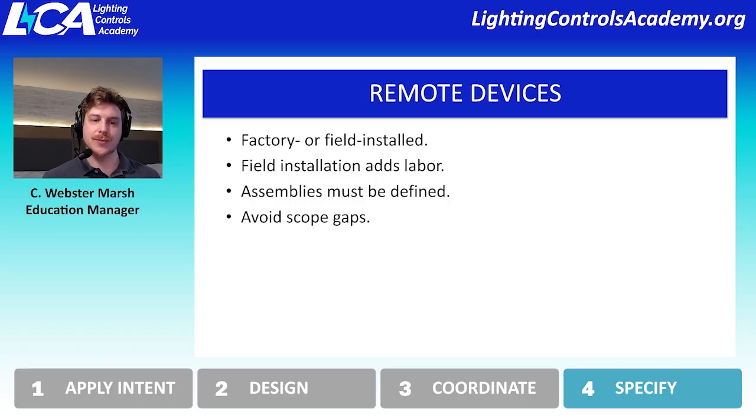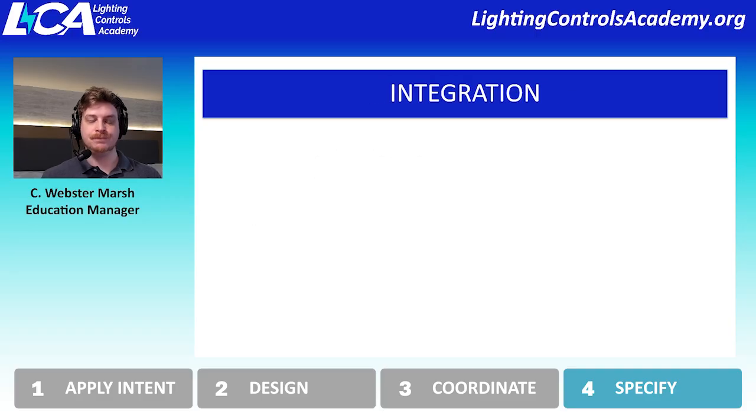And by doing so, if you really identify all of these remote devices, you're going to avoid scope gaps, because oftentimes remote devices are where you will find scope gaps happening within a project, because either you didn't realize that the touchscreen needed a remote power supply, or you didn't understand that there's additional components that need to be put inside of the electrical panel. And so really vetting that out, wringing it out, making sure that you have every device for the lighting control system to be complete really helps avoid those scope gaps.